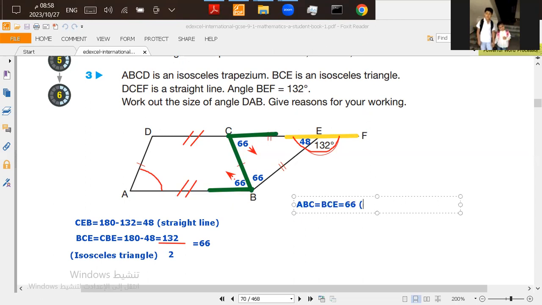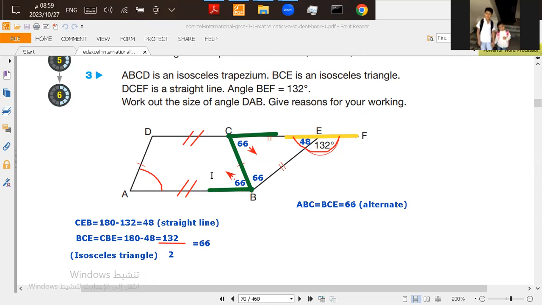And what's the reason? Very good, alternate angles. So I can say that these are alternate angles, so they are equal to each other, okay? Now, I want to find this angle, which is DAB.